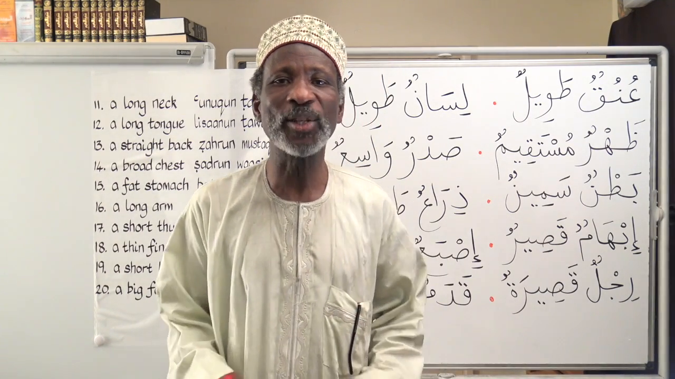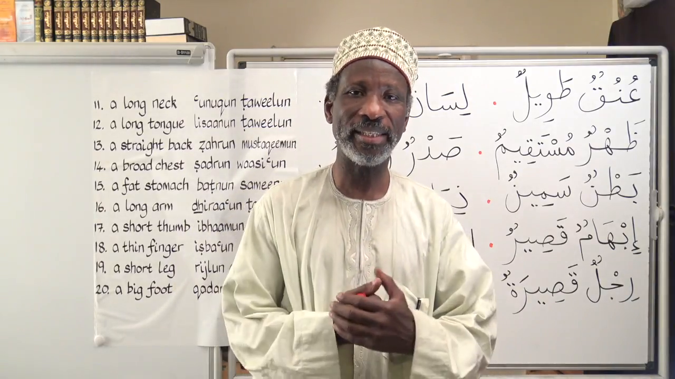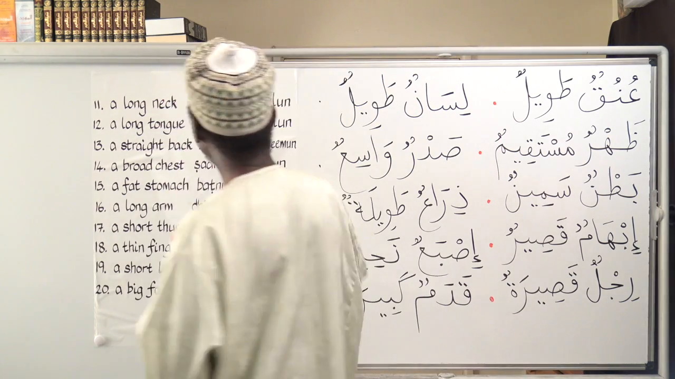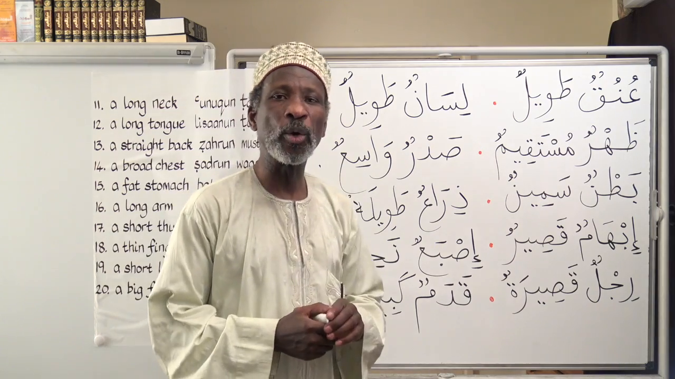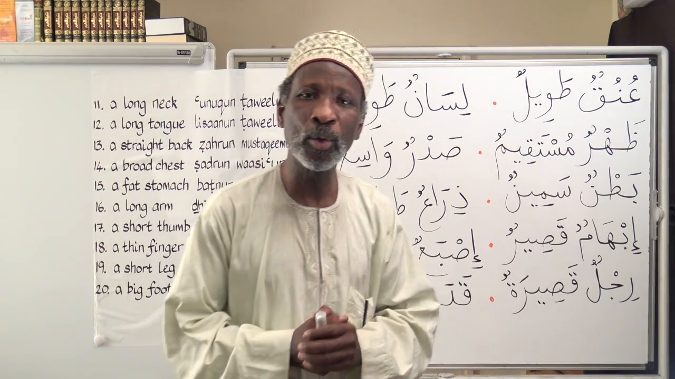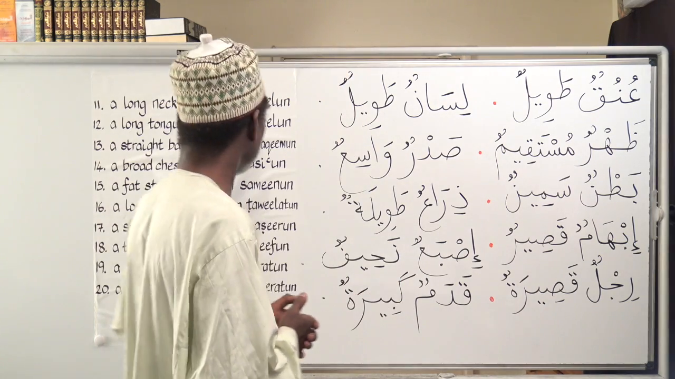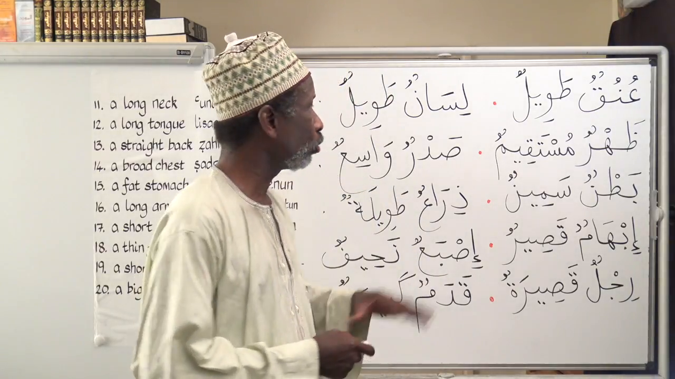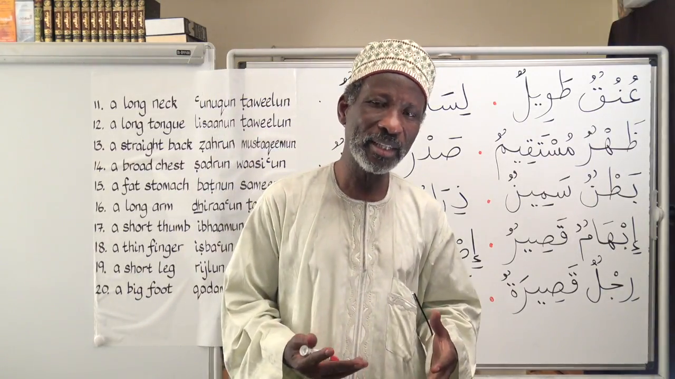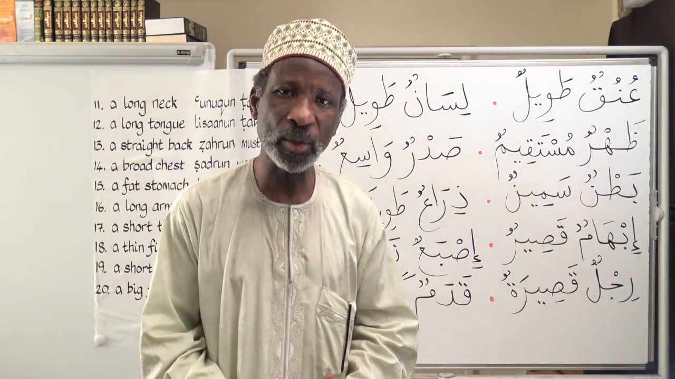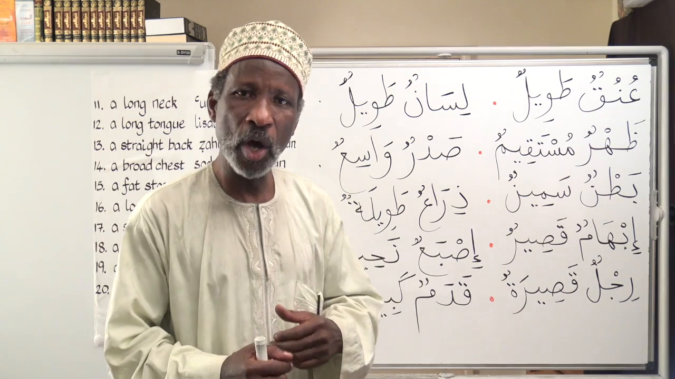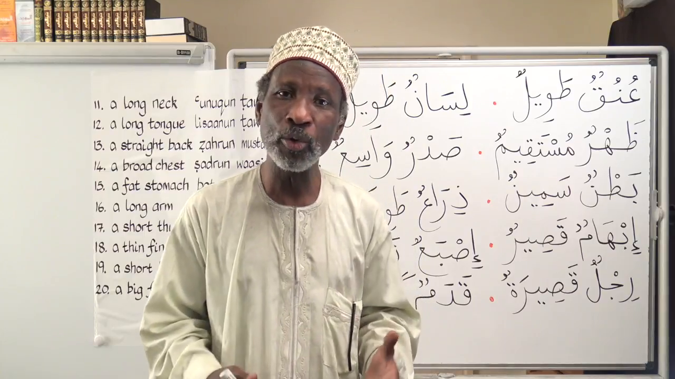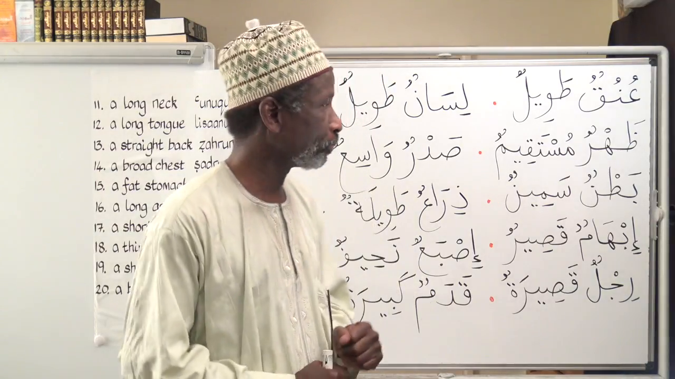Now let's do the second part of exercise 27. Number 11 is a long neck. عنق طويل. عنق is masculine. Next one, number 2, a long tongue. Long tongue is لسان طويل, because لسان can be referred to as masculine as well as feminine. So you will be right if you say لسان طويلة. That's not wrong. لسان طويلة or لسان طويل.